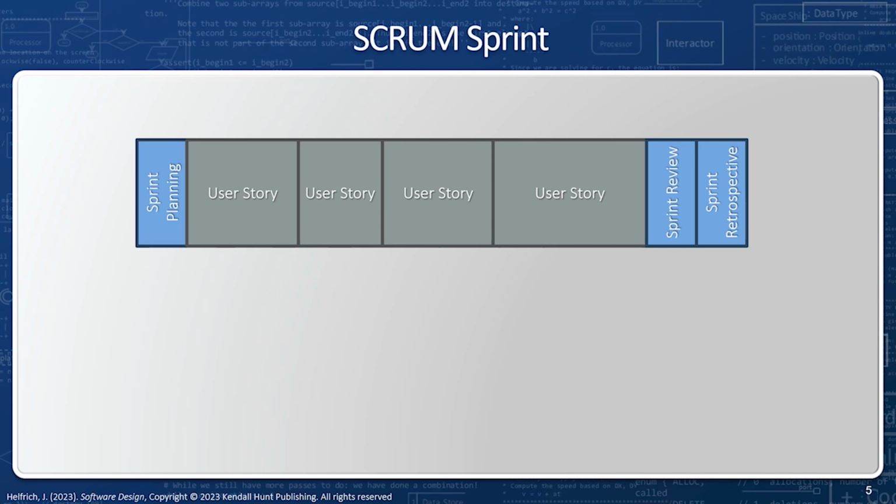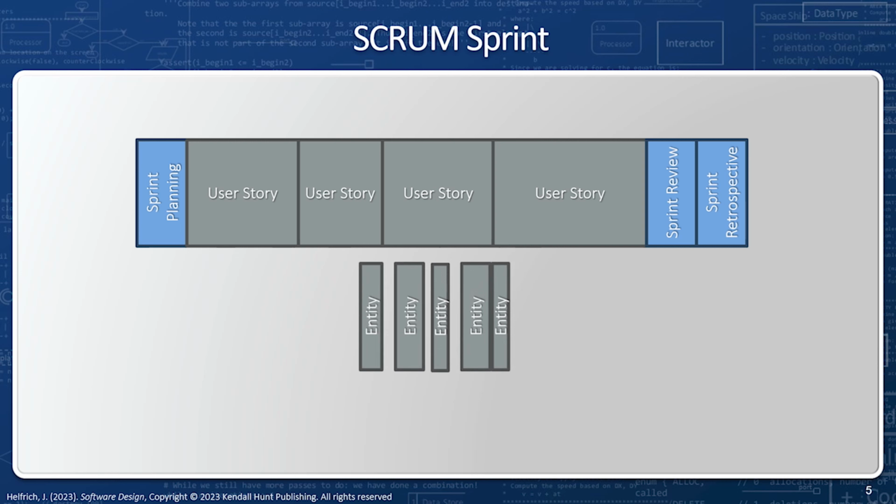Well, let's take a look at the process of taking a large user story, which may take several days, maybe even a full week to finish, and breaking it into individual program entities. This process is non-trivial. Oftentimes, there are many different program entities involved in a single user story. So how does one break it up? Well, the answer is top-down design.